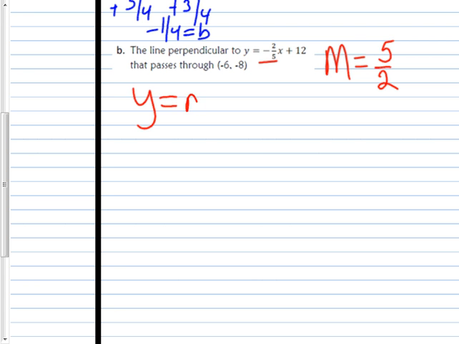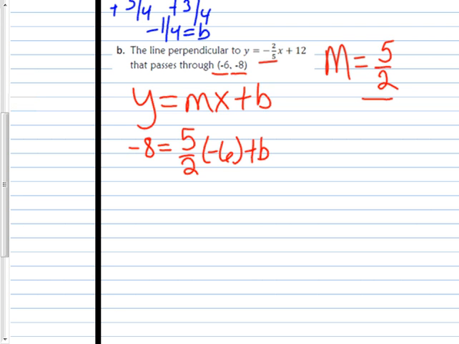Perpendicular bisector in slope-intercept form, y equals mx plus b. Go ahead and plug in what we already know. We know the -6, we know the -8, and we know the 5/2. Okay. You should have -8 equals 5/2 times -6 plus b. Go ahead and please solve for b. Go all the way down until you have one answer for b.